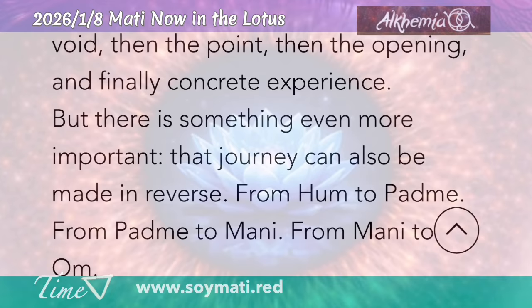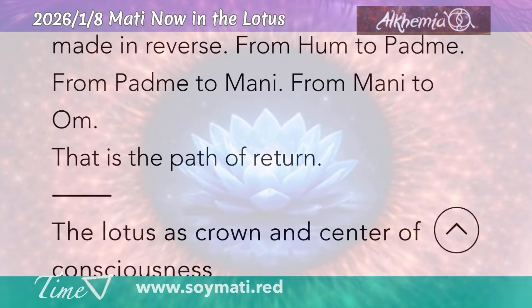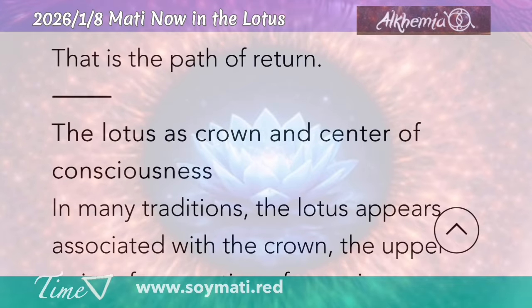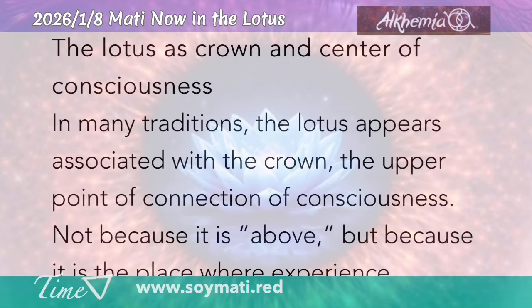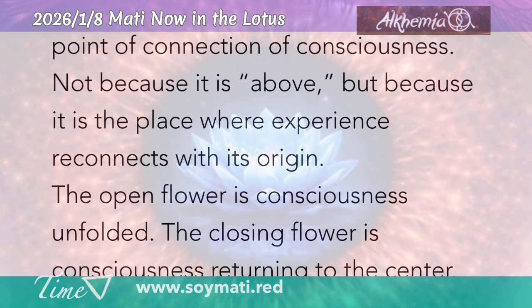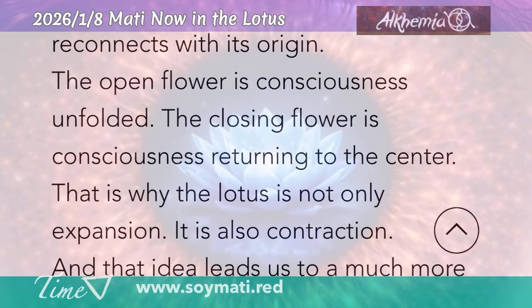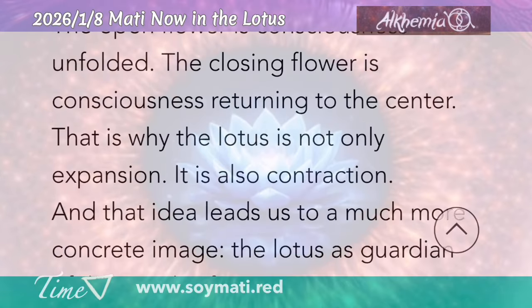But there is something even more important. That journey can also be made in reverse, from Hum to Padme, from Padme to Mani, from Mani to Om. That is the path of return. The lotus as crown and center of consciousness. In many traditions, the lotus appears associated with the crown, the upper point of connection of consciousness. Not because it is above, but because it is the place where experience reconnects with its origin. The open flower is consciousness unfolded. The closing flower is consciousness returning to the center. That is why the lotus is not only expansion, it is also contraction.